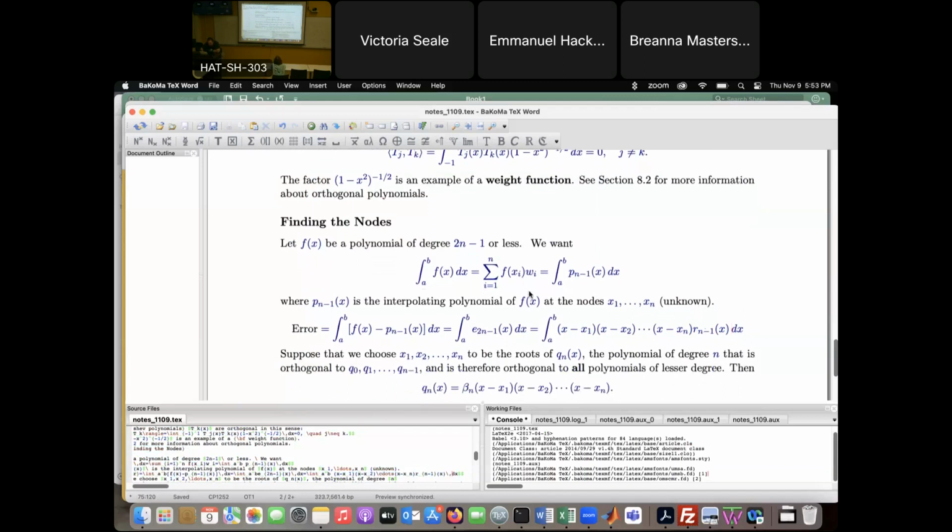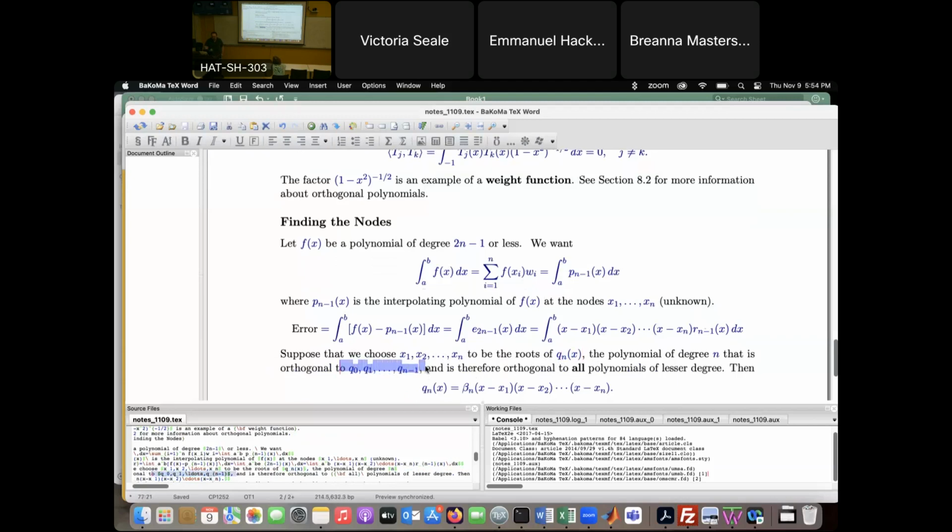So here's how orthogonality helps. Suppose I choose my nodes, x1 up to xn, to be the roots of this polynomial, q_n of x, which is chosen to be orthogonal to previous orthogonal polynomials, q0, q1 up to q_{n-1}. Now, because q_n is designed to be orthogonal to all of these, it'll automatically be orthogonal to all linear combinations of them. In other words, q_n of x is not just orthogonal to these, it's orthogonal to all polynomials of lesser degree.